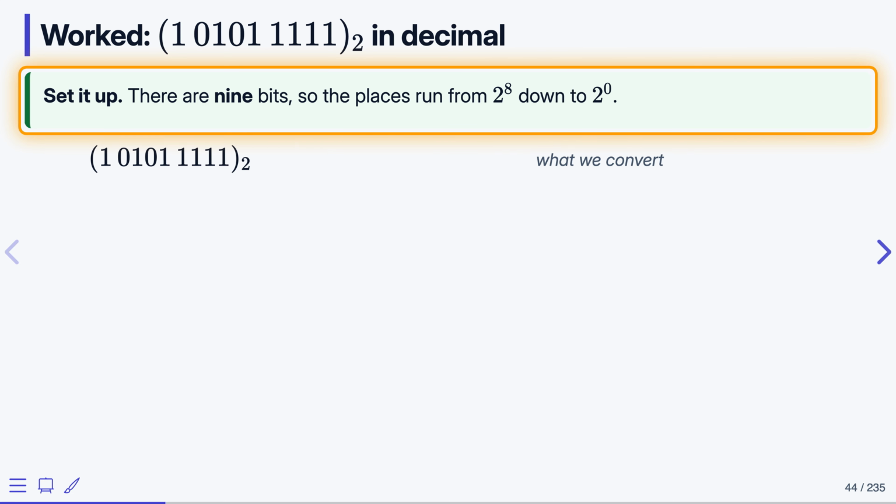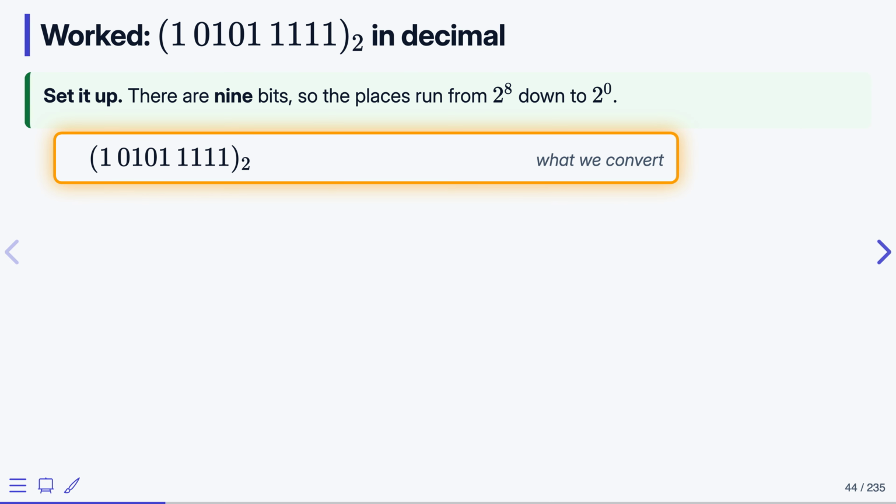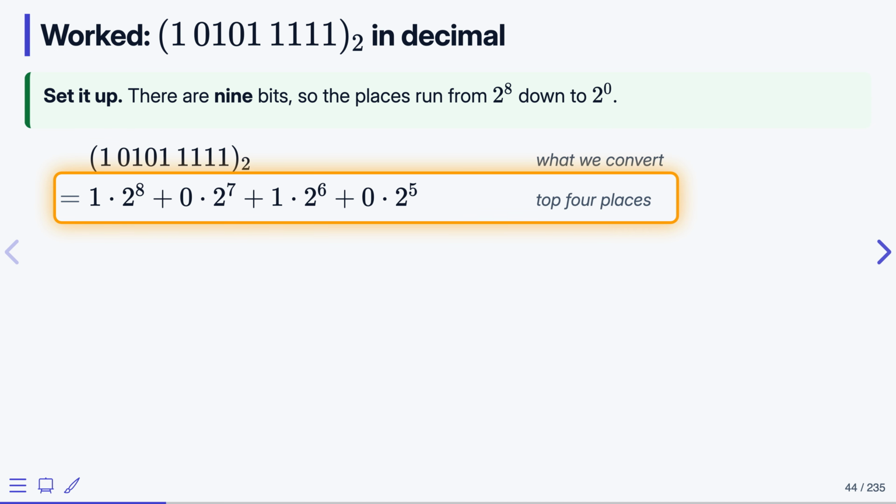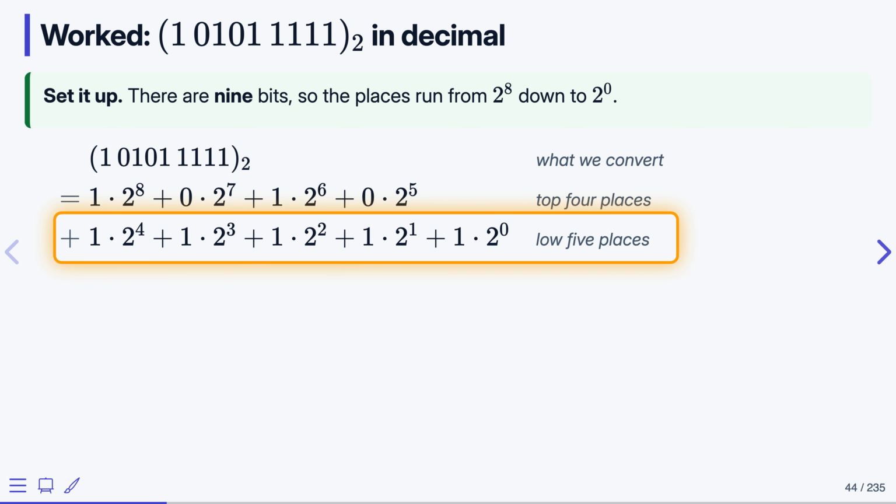Set it up. Count the bits. There are 9 of them, so the places run from 2 to the 8th on the left down to 2 to the 0 on the right. Line 0. This is the number we convert. Step 1. Write the top 4 places. 1 times 2 to the 8th plus 0 times 2 to the 7th plus 1 times 2 to the 6th plus 0 times 2 to the 5th. Step 2. Now the low 5 places. All of them hold a 1.